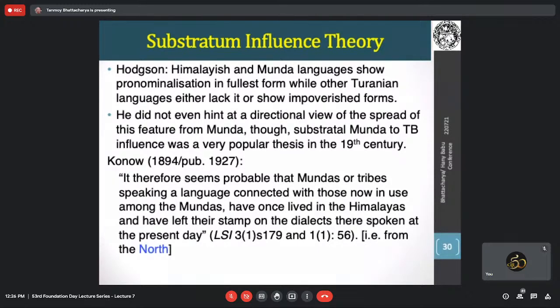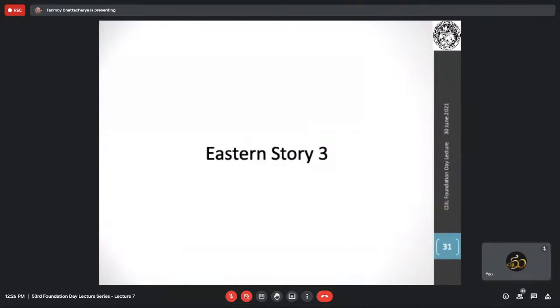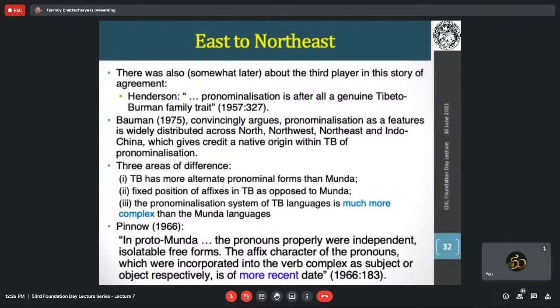Hodgson, of course, very carefully observes 10 properties of this language system, and many of them still hold true. So again, a good linguist. However, the debate soon shifted to our third player in this story. As far as agreement is concerned, this is the last story, the Eastern story number three. So here we're shifting a little bit as we shift the debate from east to the northeast. So they were somewhat later about this third player, the story of agreement.